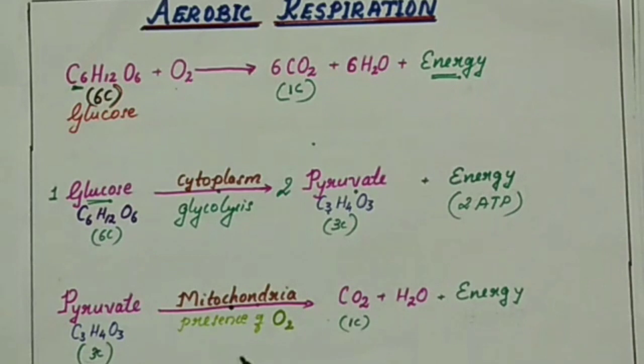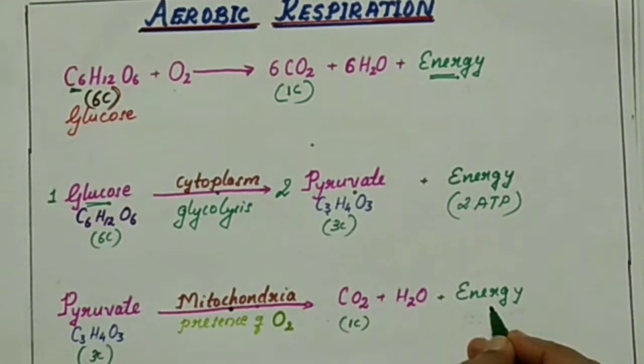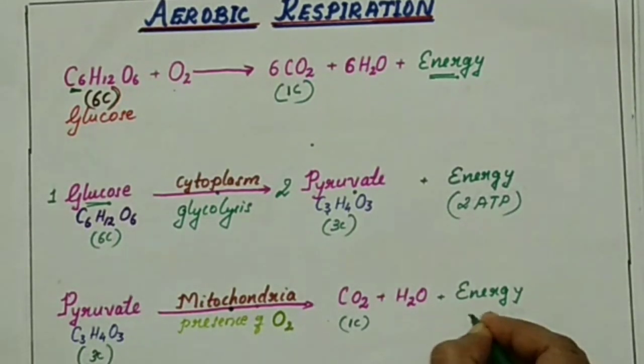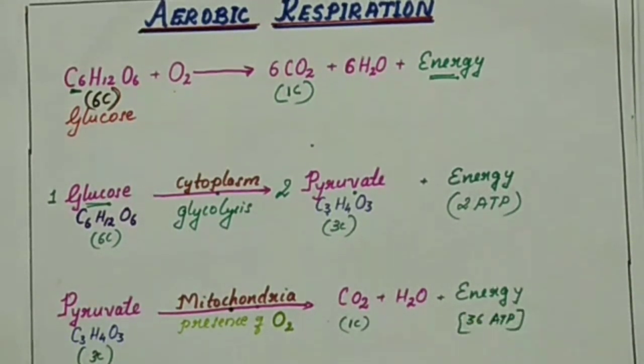This process that takes place inside the mitochondria in the presence of oxygen is called the Krebs cycle. In this Krebs cycle, more energy is released as pyruvate breaks down completely. 36 ATP molecules are released in this process.